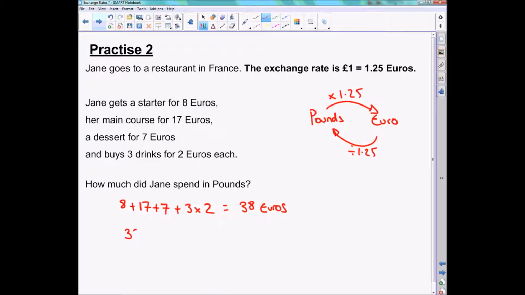So now we just need to change this back to pounds. So we've got €38. Changing to pounds, we need to divide by the exchange rate, which is 1.25. And using our calculator, we get the answer of £30.40.